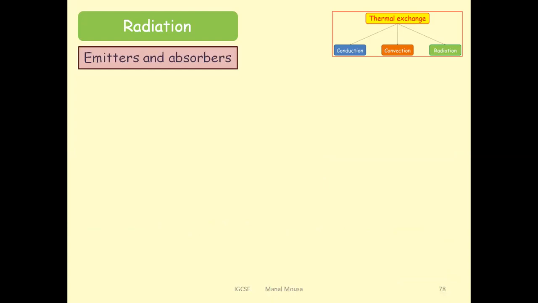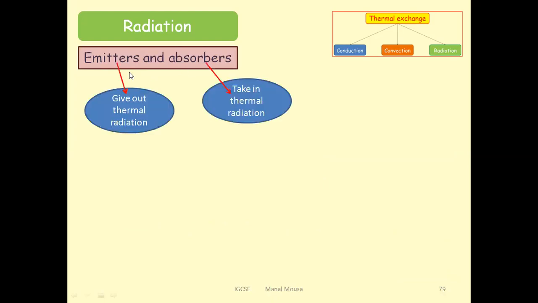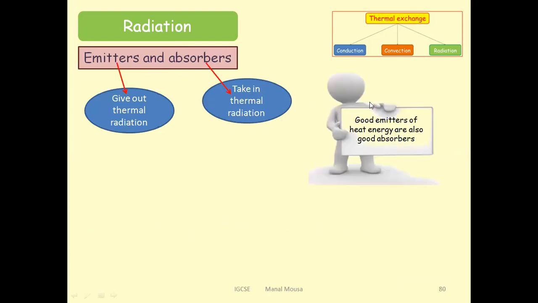Now, the surfaces are divided into emitter surfaces or absorber surfaces. Emitters means give out thermal energy or thermal radiation. Absorbers means take in thermal radiation. Usually good emitter surfaces of heat energy are also good absorbers of heat energy.